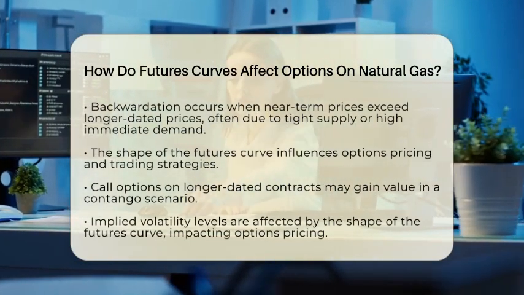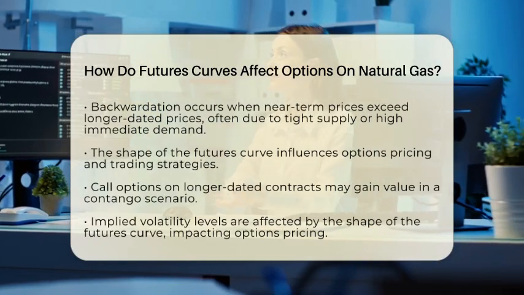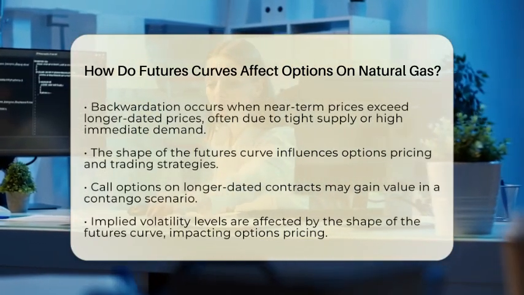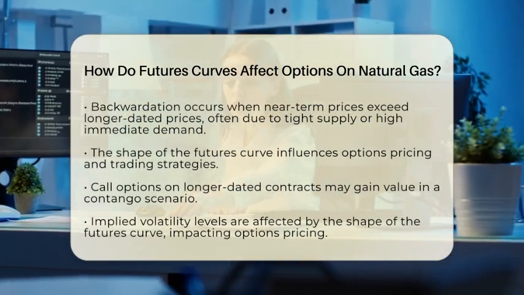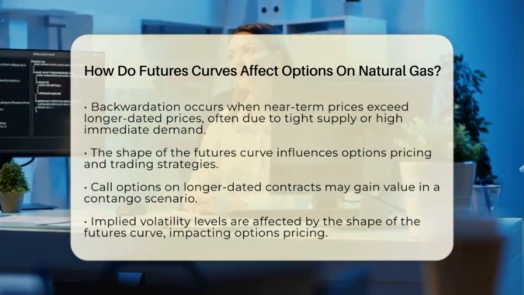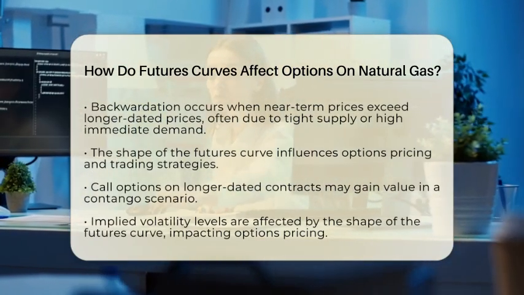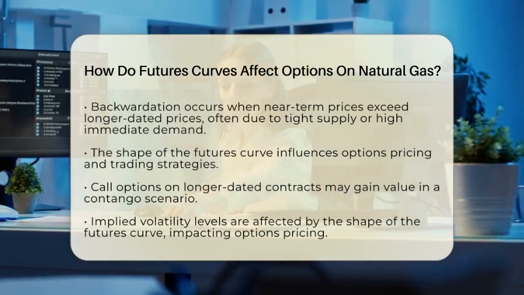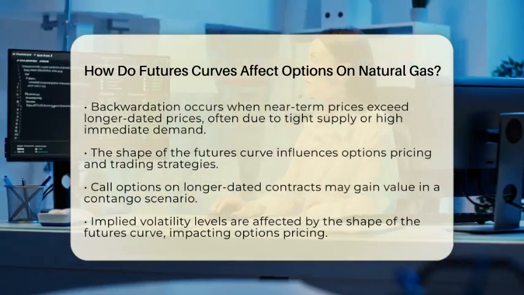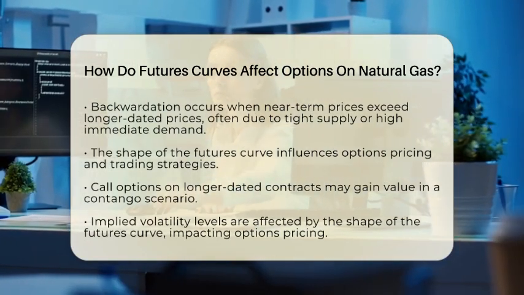When the futures curve is in contango, it suggests that the market anticipates higher prices ahead. This can increase the value of call options on longer-dated contracts. It can also affect implied volatility levels, which are crucial for pricing options. Conversely, in a backwardation scenario, the higher near-term prices can lead to increased value and volatility for options on front-month futures. Let's break it down further.